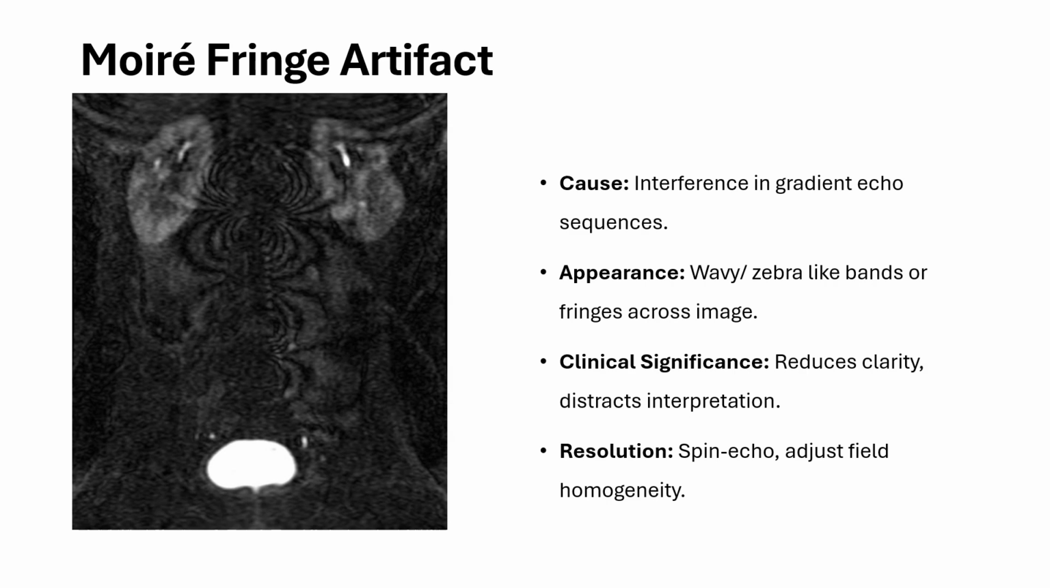And its clinical significance is reduced clarity of the image, which distracts interpretation, and its resolution is by spin echo sequences and field homogeneity. So these are the resolution techniques. And the mnemonic for the Moiré fringe artifact is that it is due to the magnet mismatch, and think of mismatched frequencies creating zebra stripes.